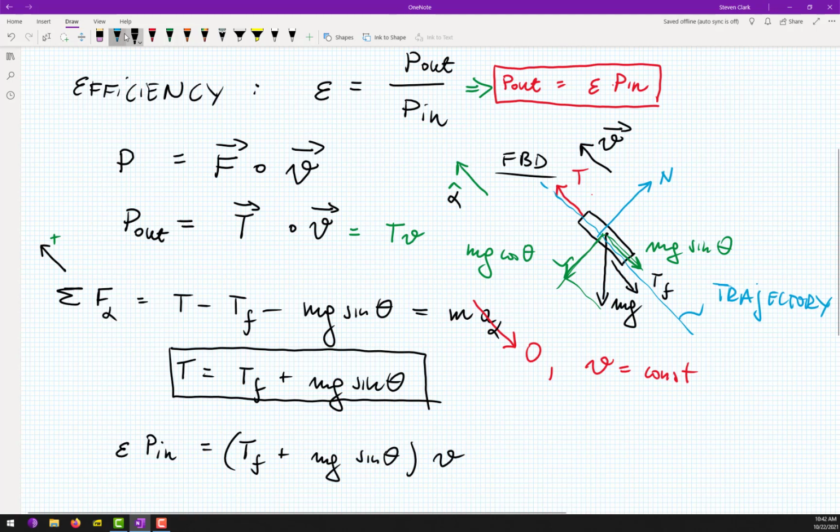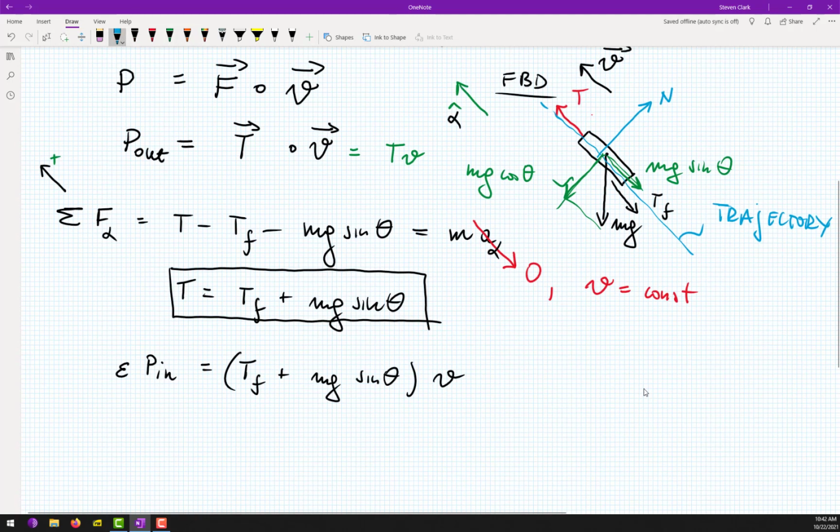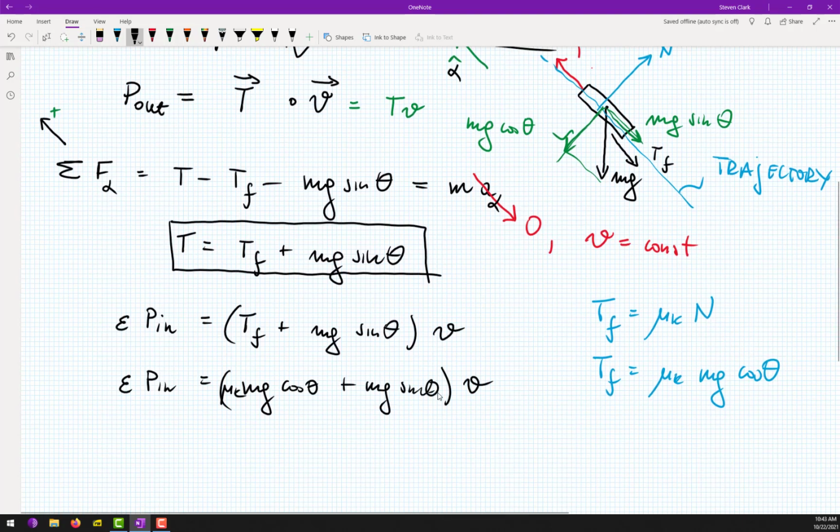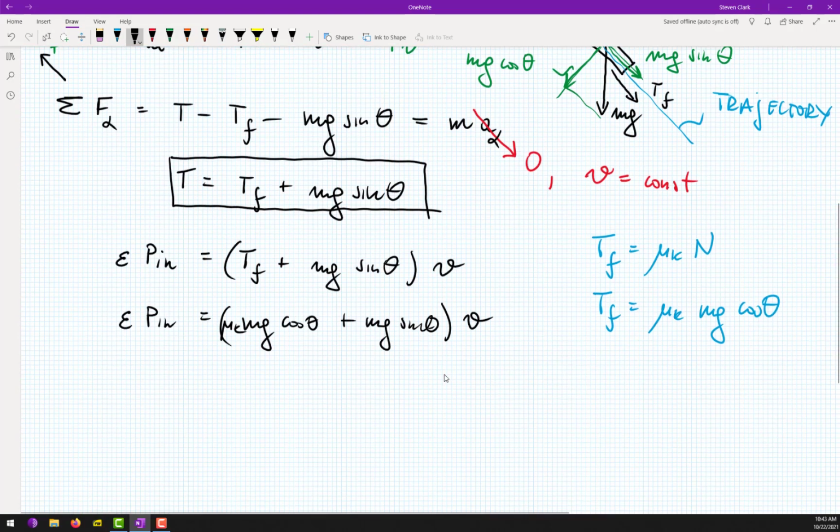Oh, and also Tf. You see, guys, I forgot about that. Of course, it's kinetic friction. So Tf will be equal to mu k times N, which is mu k mg cosine theta. So let's plug this one in as well. Epsilon P in is equal to mg cosine theta with mu k here, plus mg sine theta, times velocity. And they ask us to find an expression for max velocity.